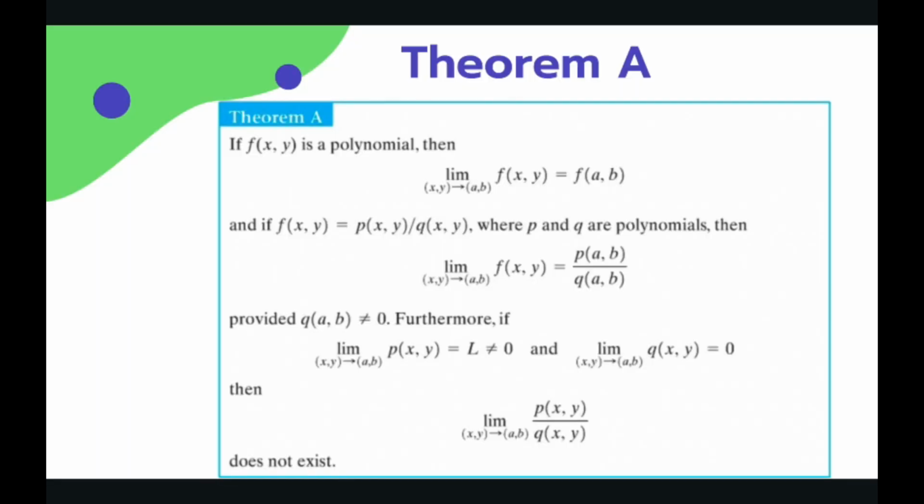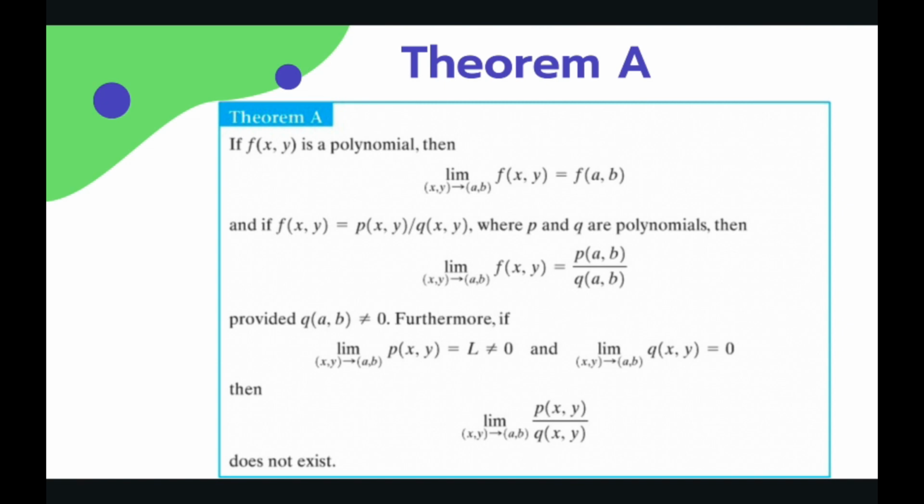This is the first, theorem A. As you can see on this slide, if f(x, y) is a polynomial, then the limit as (x, y) approaches (a, b) of f(x, y) is equal to f(a, b). And if f(x, y) is equal to p(x, y) divided by q(x, y), where p and q are polynomials, then the limit as (x, y) approaches (a, b) of f(x, y) is equal to p(a, b) over q(a, b).